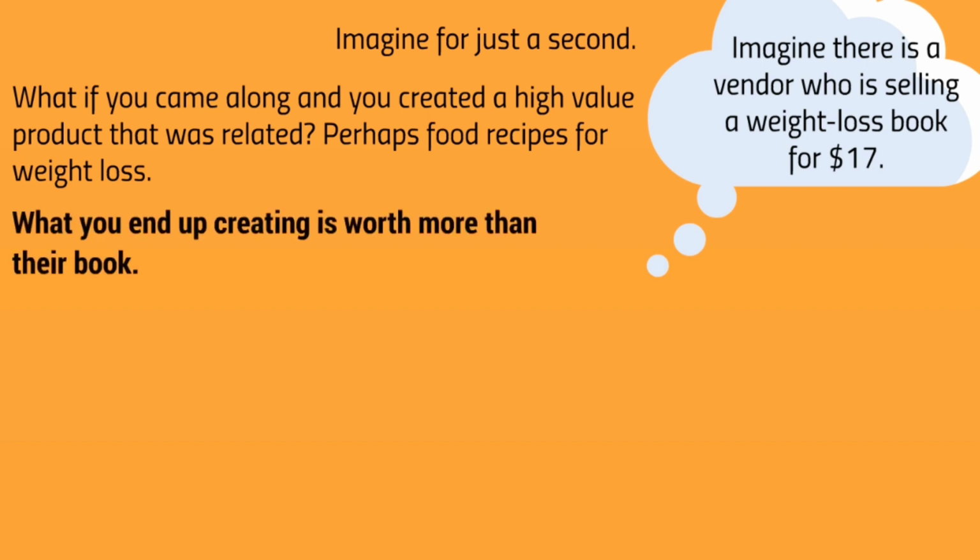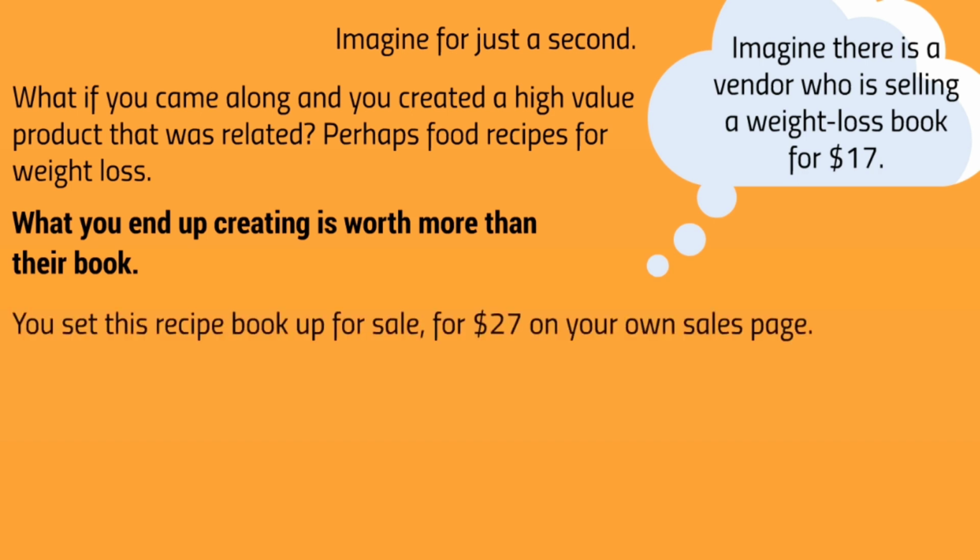And let's say you do that. What you end up with is a book or a video that is worth more than their book. So in this case, you can set the recipe book up for sale on an actual sales page for $27. Somebody is selling a $17 book or something lower. Basically, what you want to do is make sure that your high value product is either double or a little bit more money than what they are selling. And the reason is that it's going to get the vendor to more likely say yes. Now, it's got to be realistic. If you're offering something of low value and just bumping up the price, that's not going to work anyway.